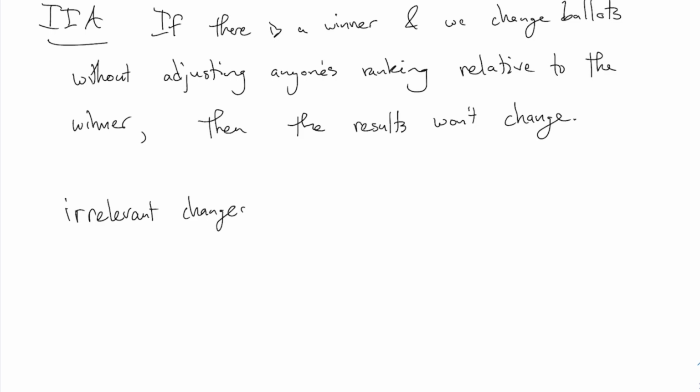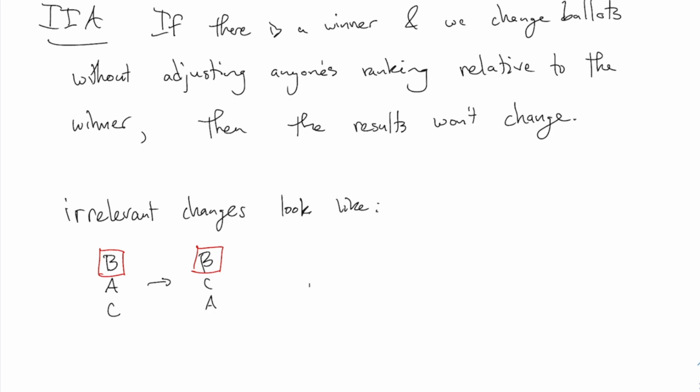But anyway, irrelevant changes look like maybe the example we just had, where I had BAC in which B was the winner, and I can change this to BCA, keeping B on top. That change did not adjust anyone's ranking relative to the winner. The winner stays on top, and all I did was exchange the two losers who were on the bottom. That's what this kind of irrelevant change looks like.